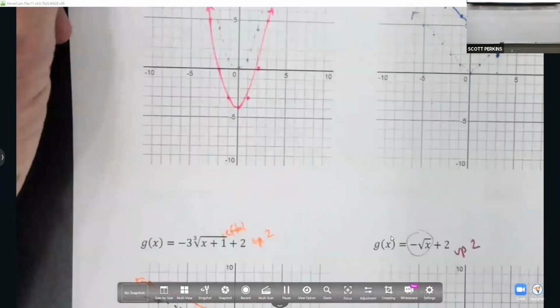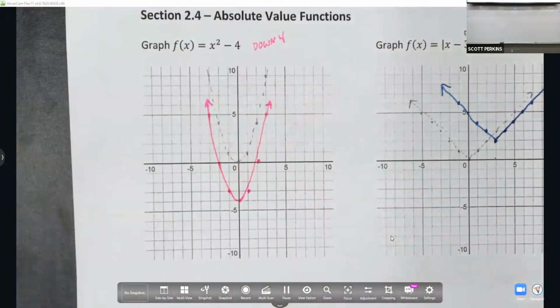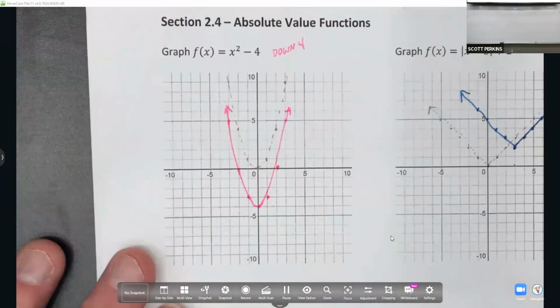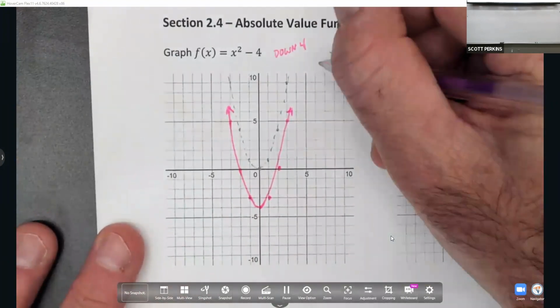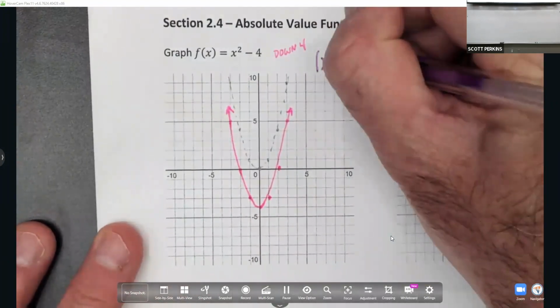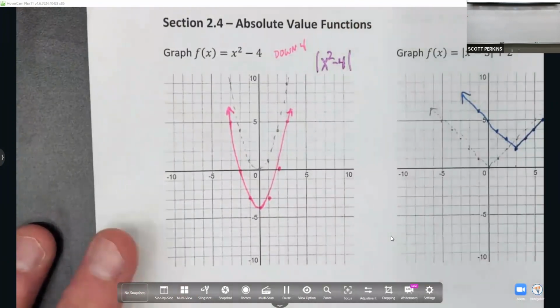The last example that we're going to do is right there, the absolute value of x squared minus 4. This is another good one to work on. So what I would like you to do is, what does the absolute value of x squared minus 4 look like?